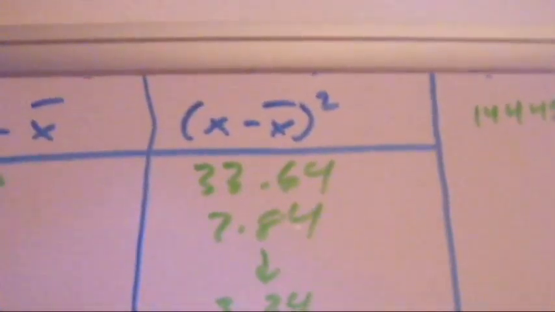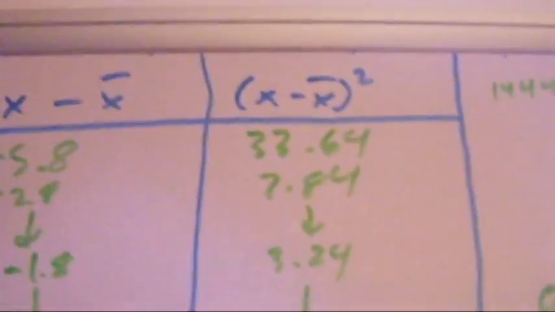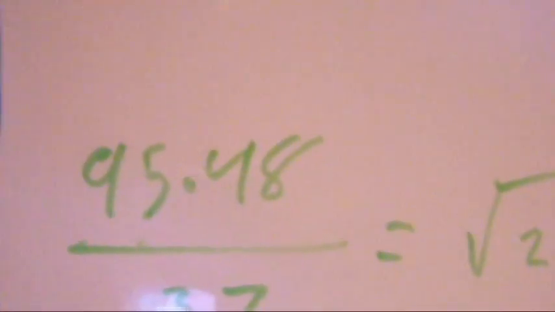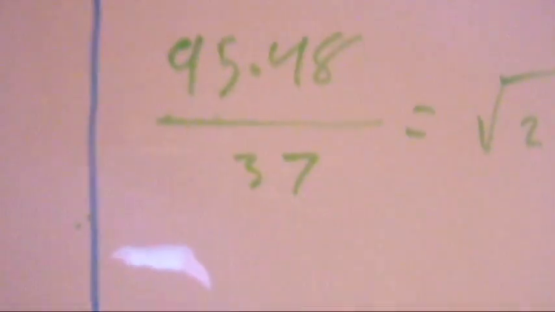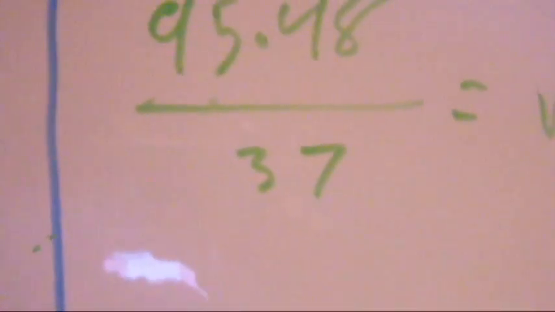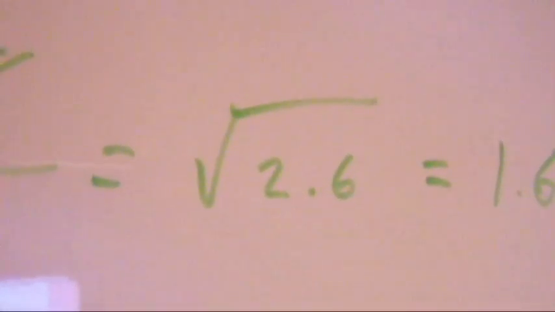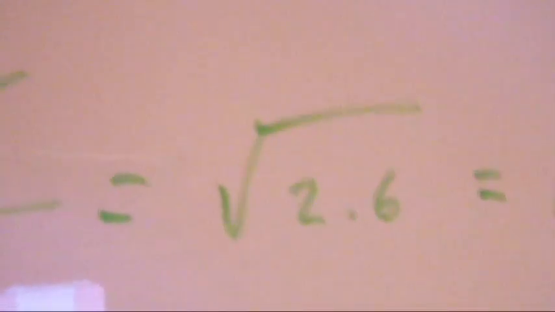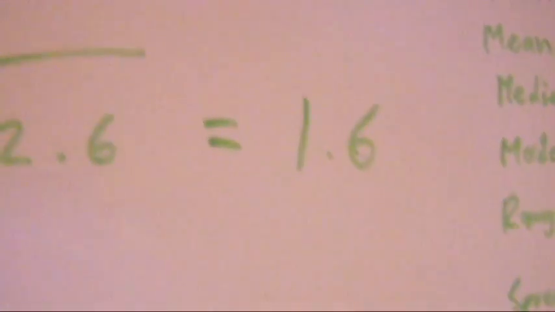Then we take x minus x bar squared, and we get all of these. Then we add all of these up, and we get this, which is 95.48, and we divide it by how many numbers there are. In this case, there are 37, which gets us 2.6. We get the square root of that, and we get 1.6, which gets us our standard deviation.